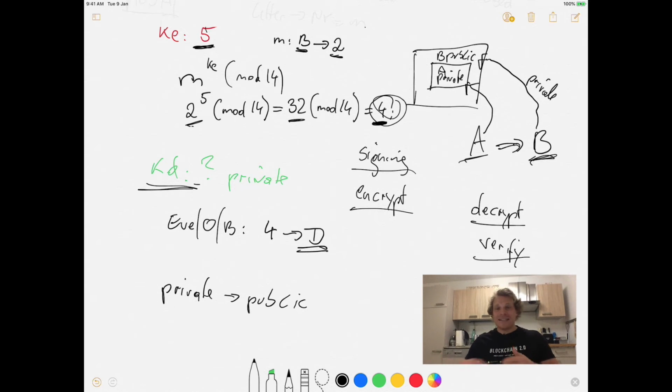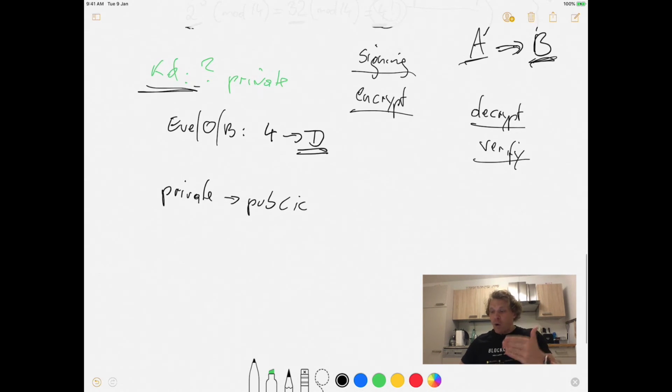And we're going to discuss this in later episodes over and over again. But going from the public key to the private key is impossible. All of asymmetric cryptography works this way. This is a one-way function. It's easy to go from one side to the other, but it's impossible to go backwards.